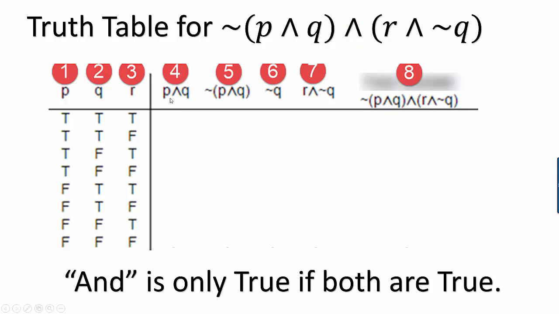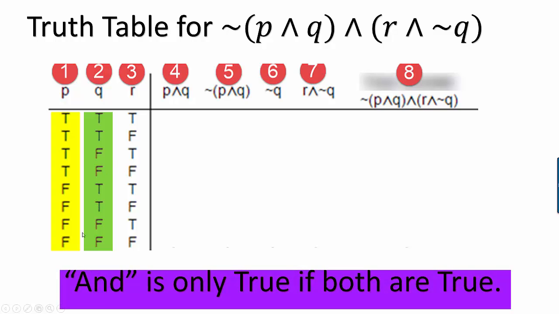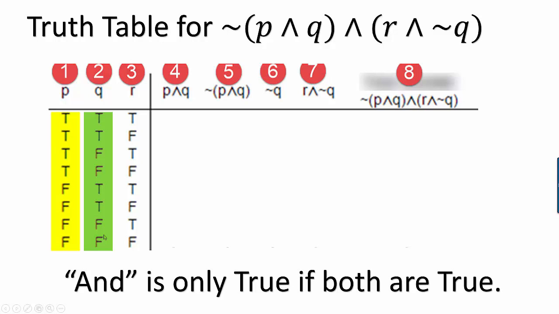So to analyze column 4, which is an and statement, P and Q, we have to remember an and statement is only true if both components are true. We also need to focus in on our first 2 columns that have the truth values for P and Q. So using this rule in columns 1 and 2, we can see that the only time we have 2 truths happens to be in the first 2 rows here.